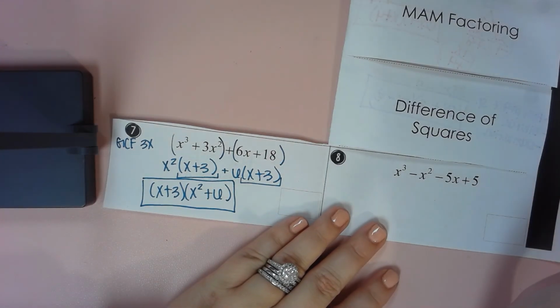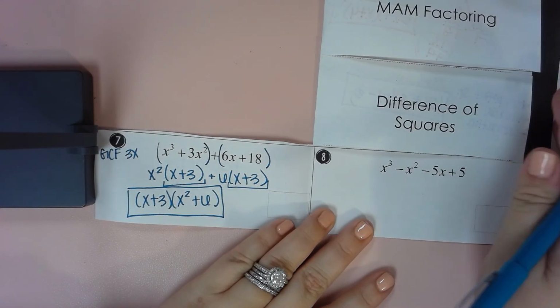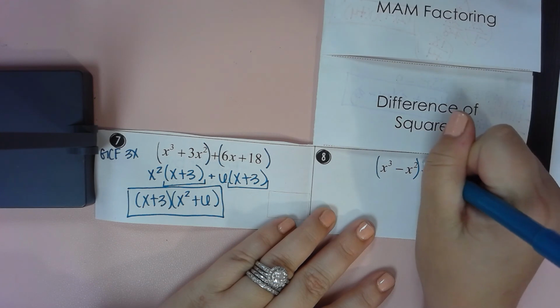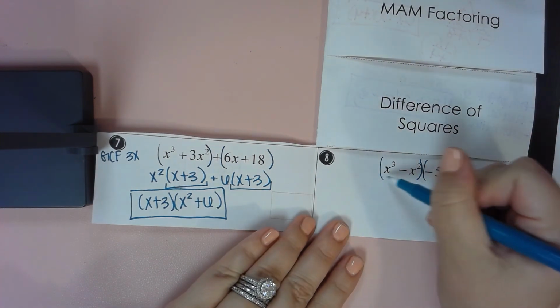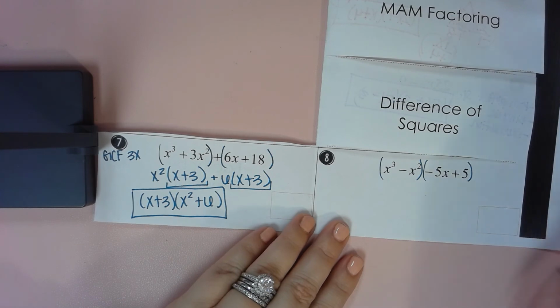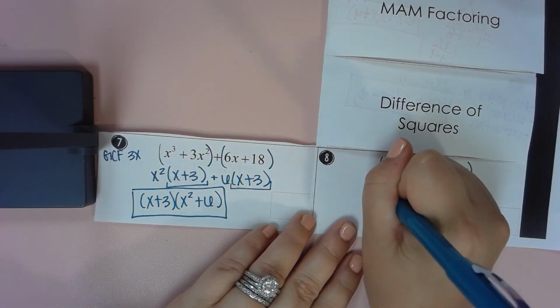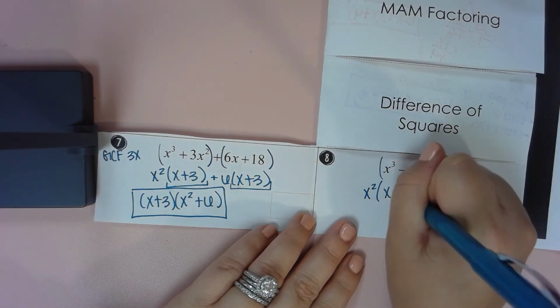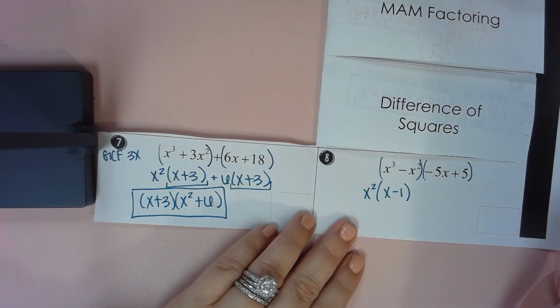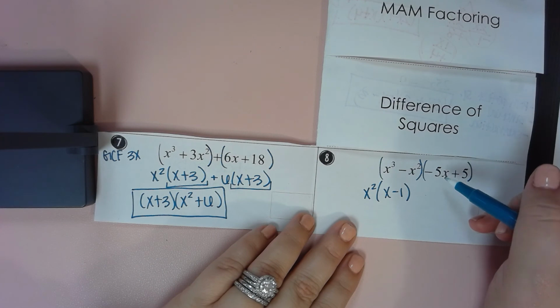Alright, last one. Same type, factor by grouping. I'm going to group the first 2 together and the last 2 together. What's the GCF in this group? It's x squared. When I factor out x squared, I'm left with x minus 1. When I look in this group, my GCF is going to be a -5.